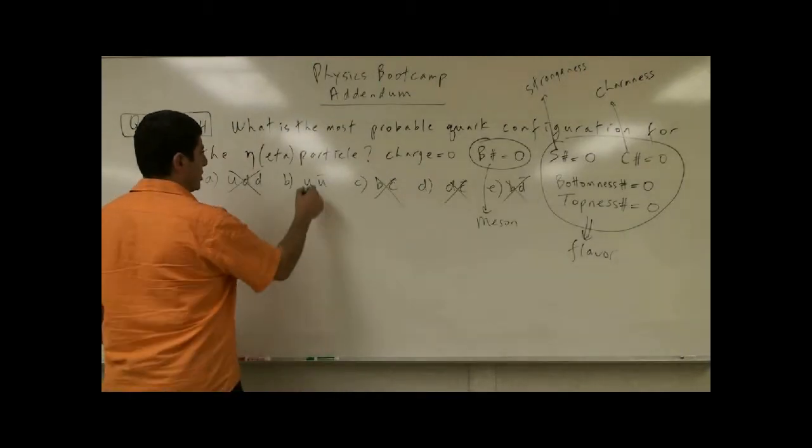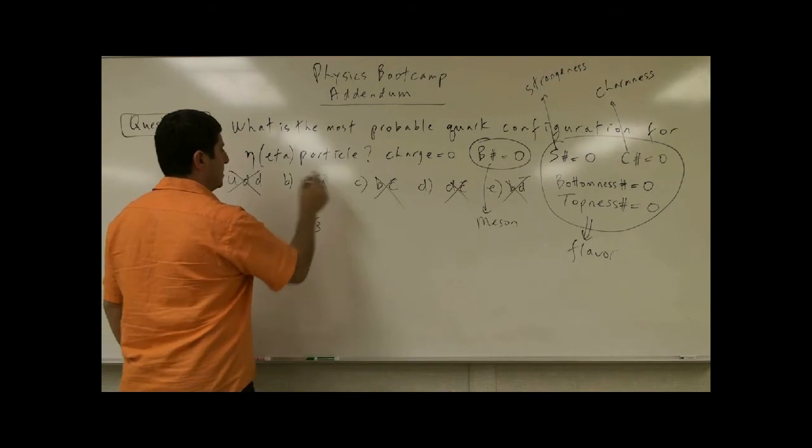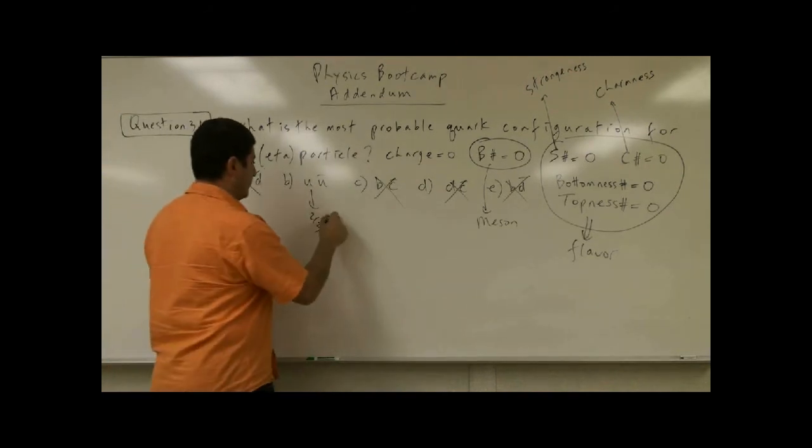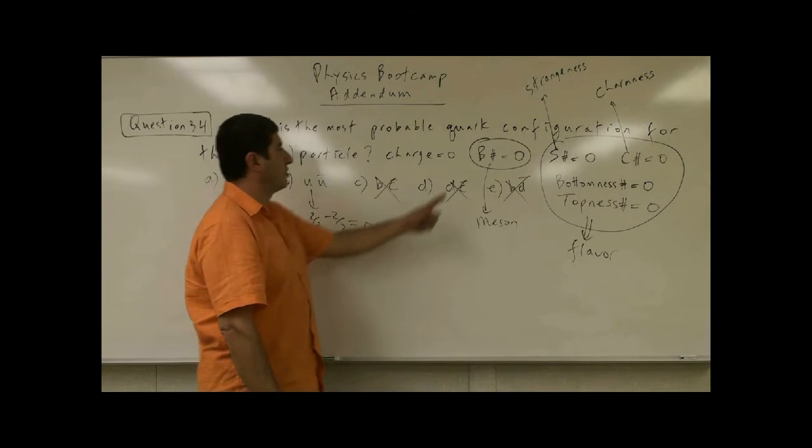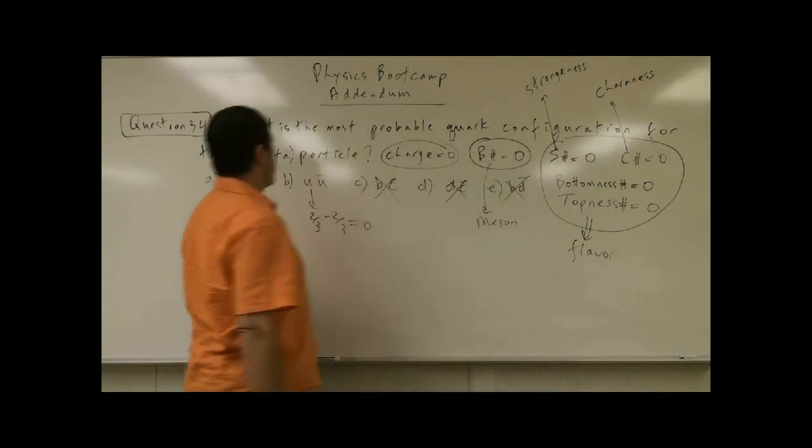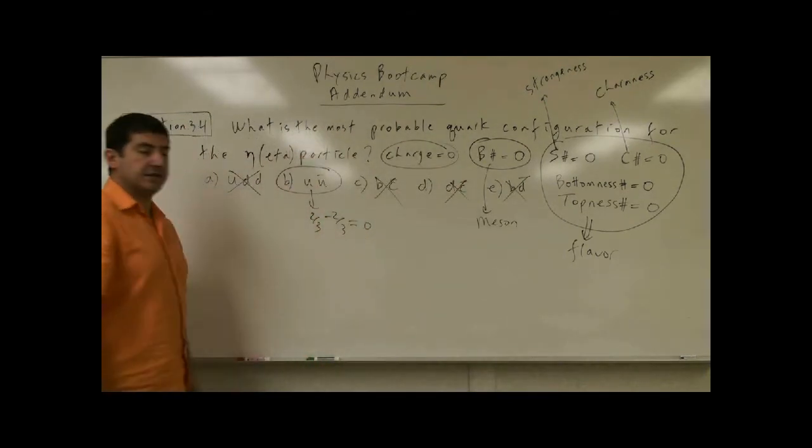Well, how about its charge? The charge of the up quark is 2/3. The anti-up quark, the charge of it is minus 2/3. The charge is 0. Therefore, it meets the charge requirement. The choice is B. Okay?